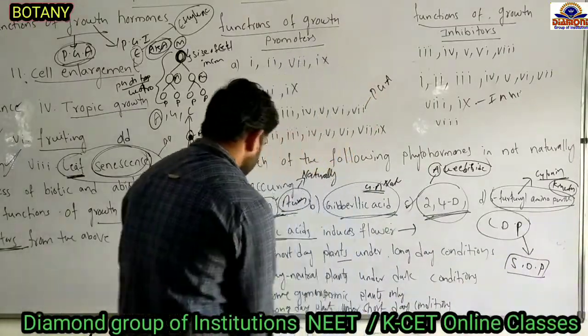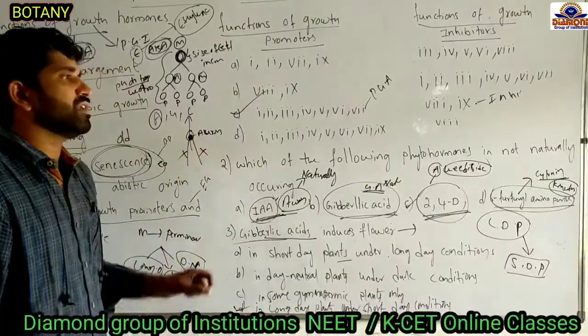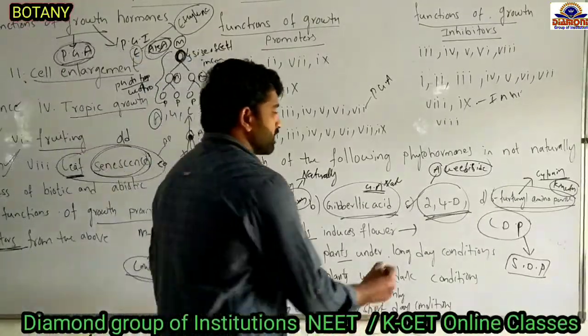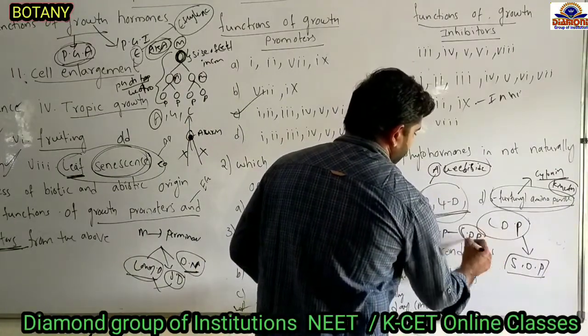So the answer is D. Finally, gibberellic acids can induce flowers by the conversion of long day plants into short day plants.